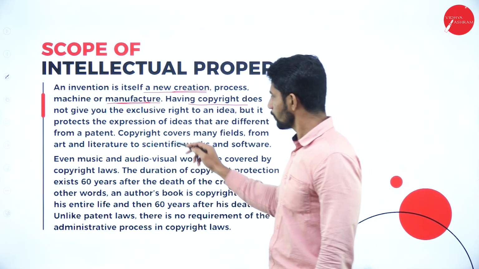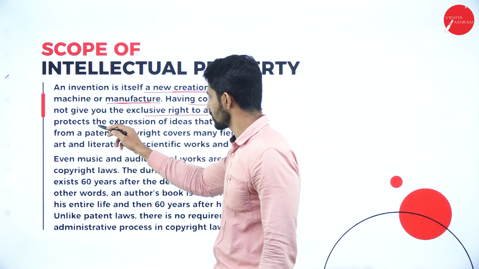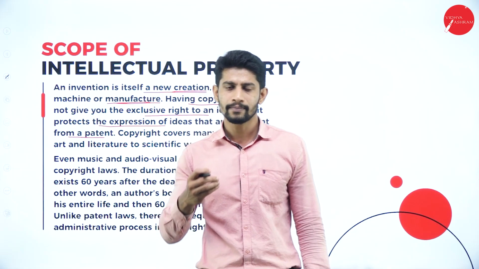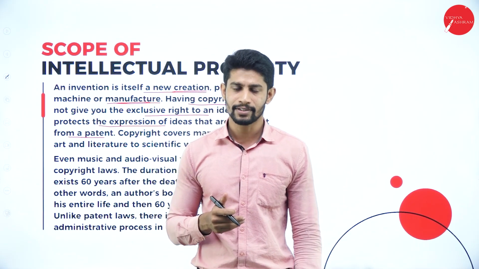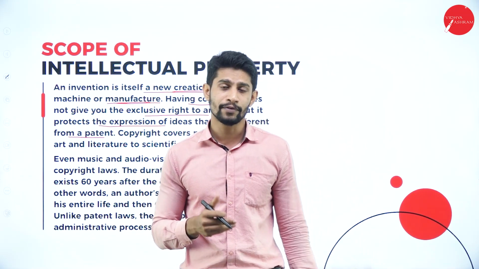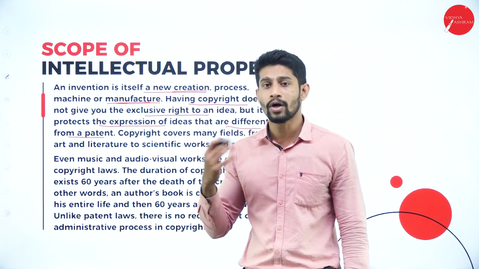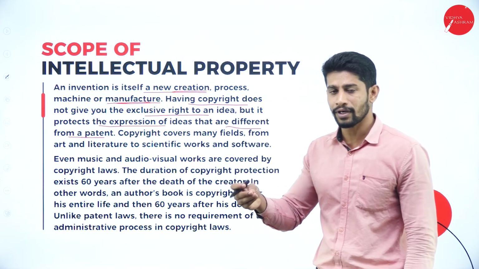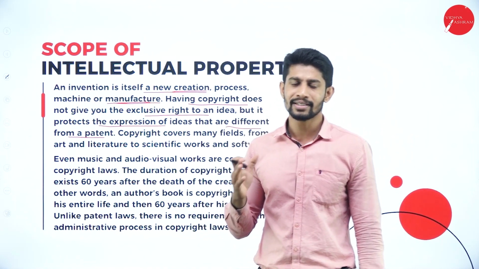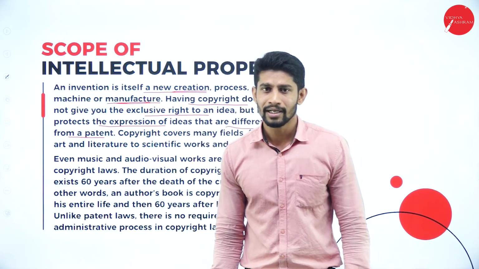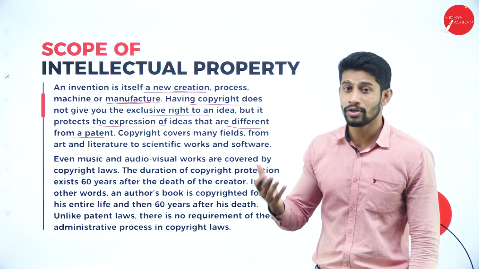Having a copyright does not give exclusive rights to an idea, but it protects the expression of ideas, which is different from the patent. For example, an electric scooter. If you are manufacturing a unique electric scooter and you have a patent for that electric bike, that doesn't mean that others should not manufacture electric bikes. They can manufacture electric bikes, but they can't manufacture one with the same specification as yours, on which you took the patent. They can manufacture a similar electric bike with different features. So if you take a patent for a particular invention, that doesn't mean others should not produce the same kind of products. They can, but the product should be similar, not exactly what you produced.